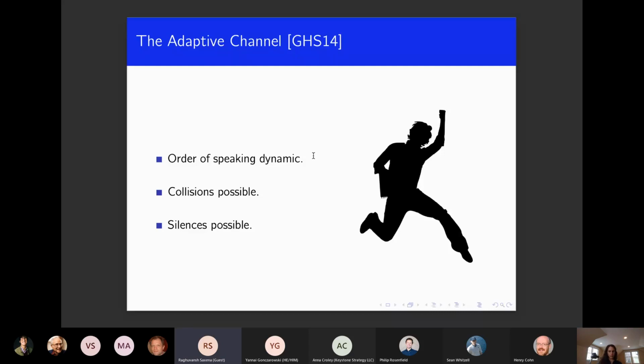But because this decision of speaking or not speaking is made online, it is not guaranteed that they are anti-synchronized. So it may be possible that both parties decide to speak in some rounds, and I will call these rounds collisions. And it may also be possible that both parties decide to listen in some round, and I'll call these rounds silences. So in the adaptive model, both collisions and silences are possible. They are a phenomenon that is particular to the adaptive model. It does not happen in the non-adaptive case. And we will assume that in both of these cases the adversary gets to corrupt the channel for free.